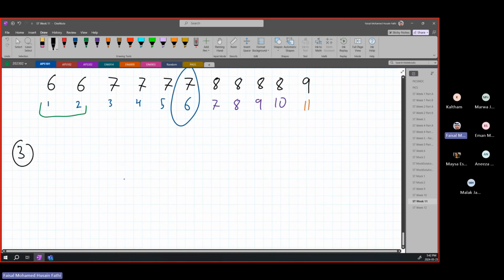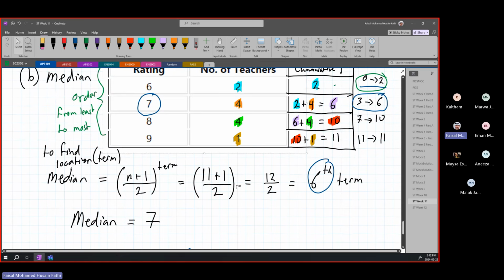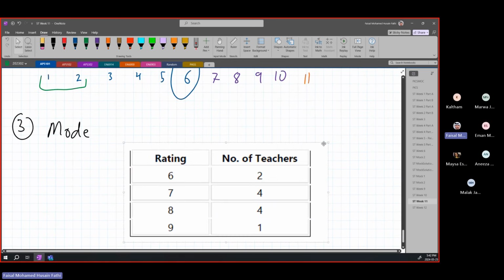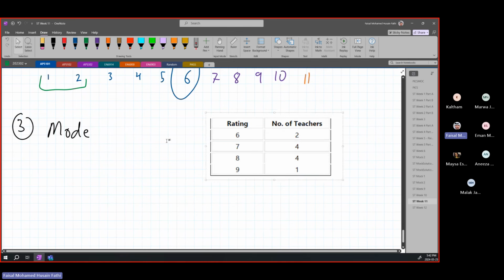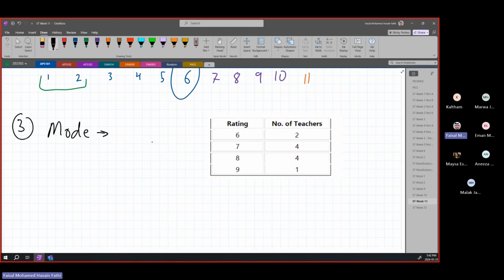Number 3, for the mode, this is the easiest one to find from a table. And I'll show you why right now. You don't need to do any ordering. You don't need to add any columns or anything. The mode, remember, basically means the most repeated. So in other words, it's the highest frequency, all right? The highest frequency.